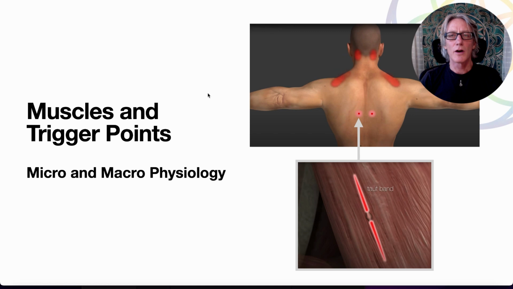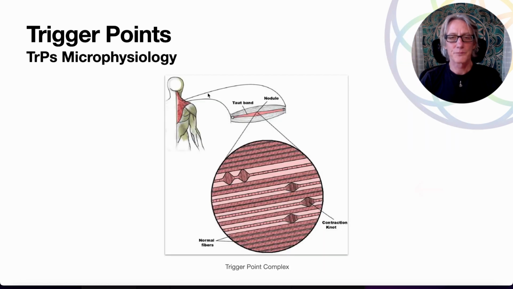So what are trigger points? Well, trigger points are basically a micro metabolic stagnation in part of a muscle.